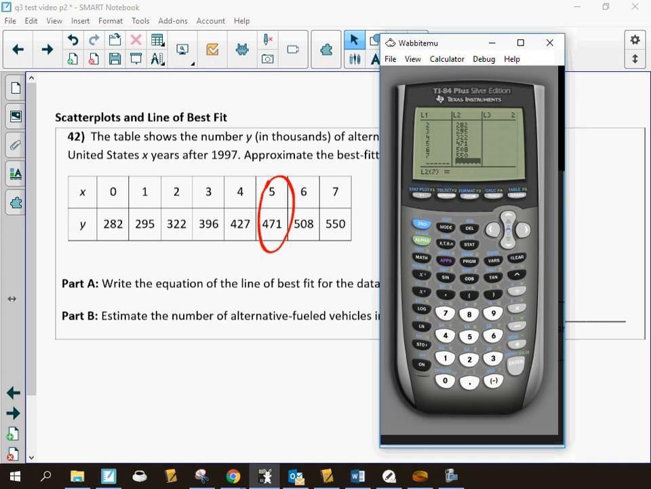So once we have the data in the calculator, then we can calculate, stat calc, the line of regression. X's are in L1, Y's are in L2, we're good to go. And so we calculate. Uh-oh. When did I mess up?